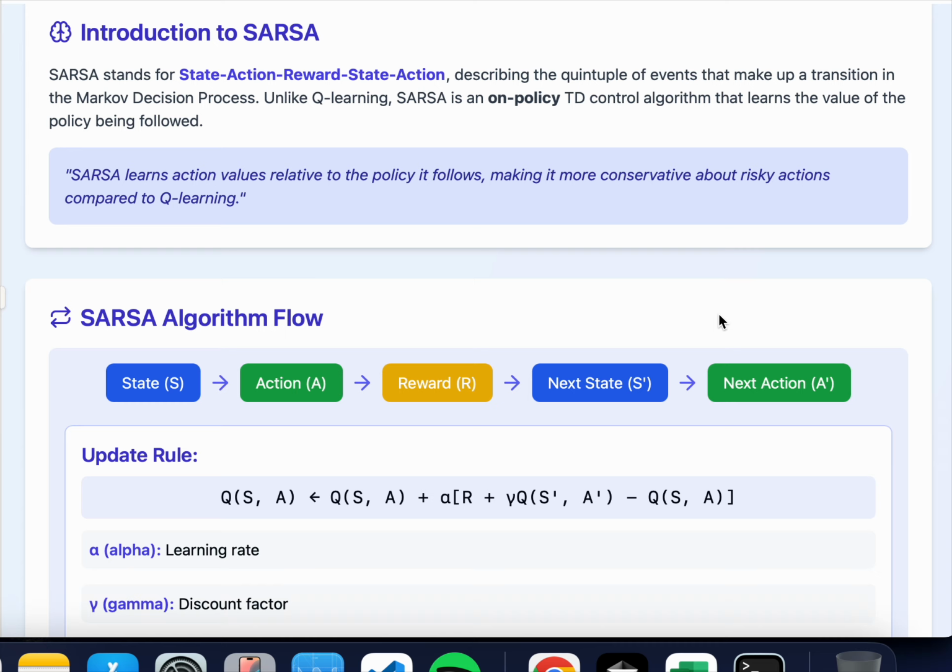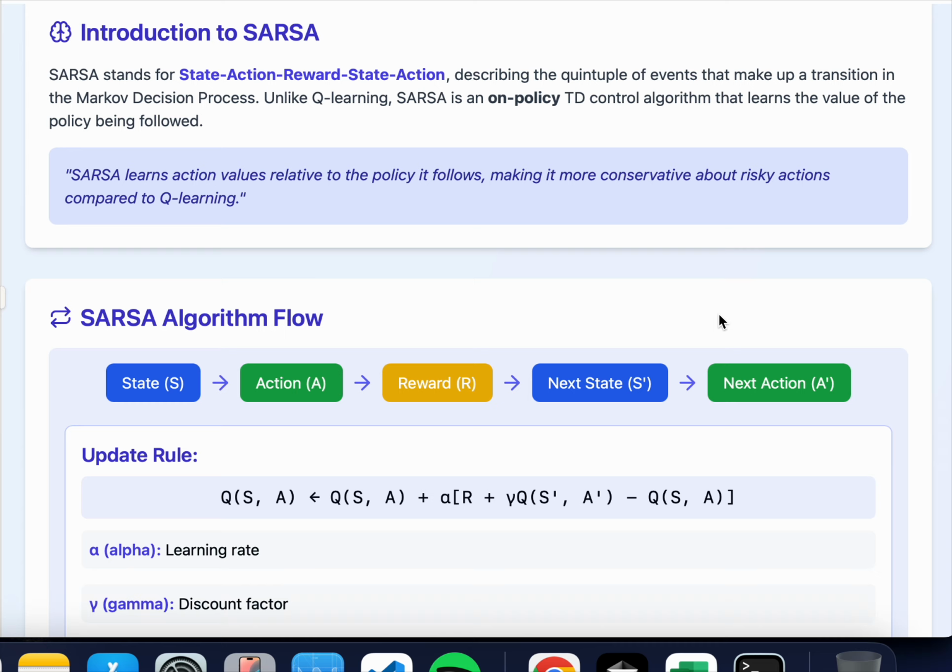Now, what is the point of all this? SARSA is a reinforcement learning algorithm and it is similar to Q-learning, but there is a key difference. SARSA is what we call an on-policy method. That means it updates the value function using the action that was actually taken, not the best possible action. So it sticks with the policy it's following, even if that policy is still exploring.